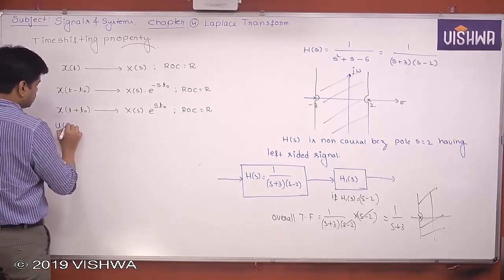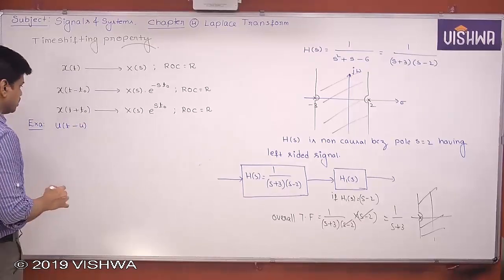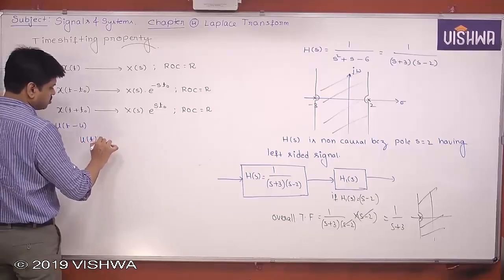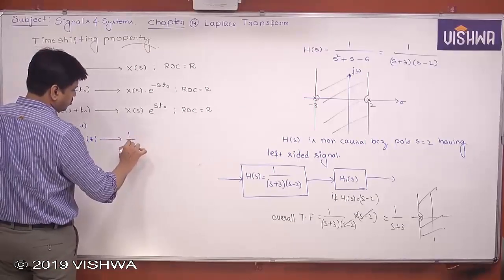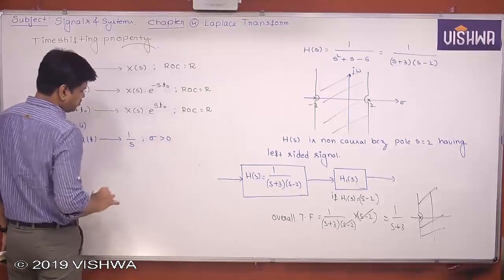u(t-4). What is the Laplace transform for this? Let's say, first we know u(t) has Laplace transform 1/s with ROC sigma greater than 0.